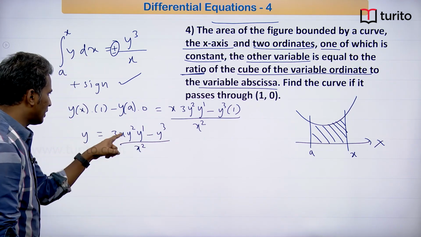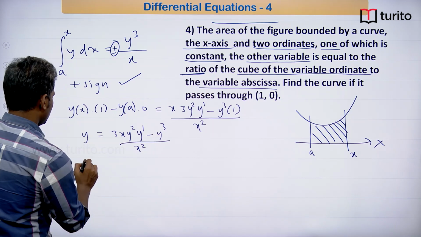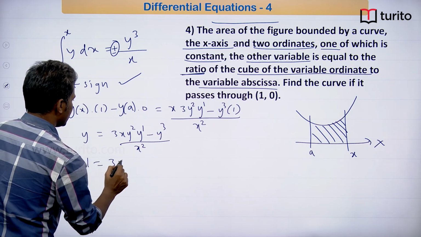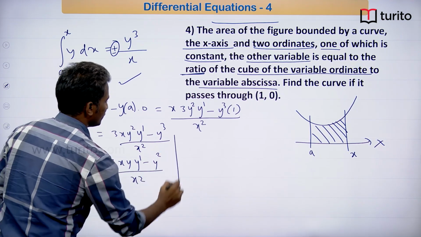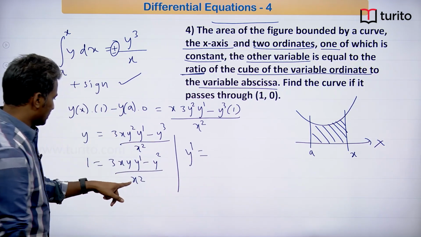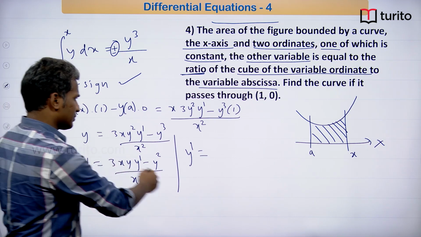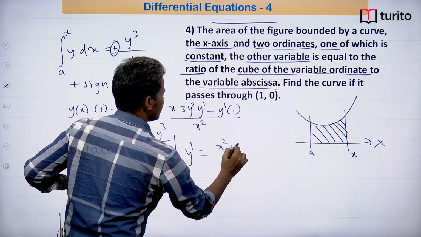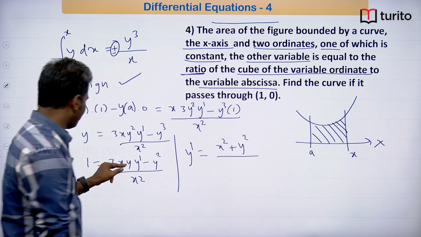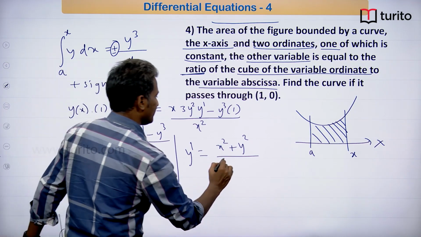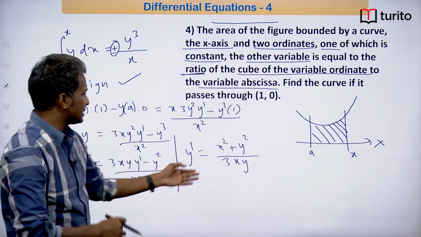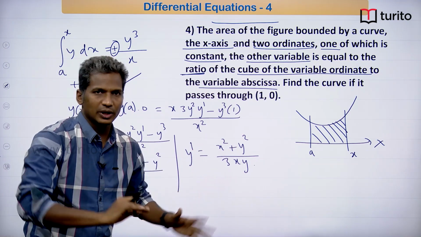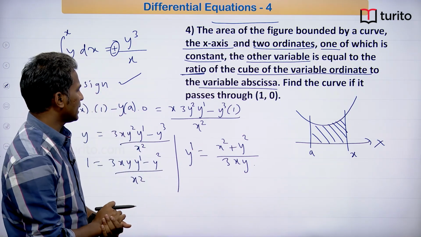Now, luckily there is one y which is actually getting cancelled. So, we will get 1 equal to 3xy into y dash minus y square by x square. So, we have to get y dash here. So, I take x square here, y square also here, it becomes x square plus y square divided by 3xy. Now, further it is in the homogeneous form. So, we have to go ahead with the integration directly.